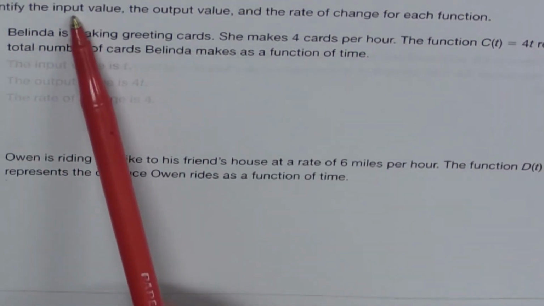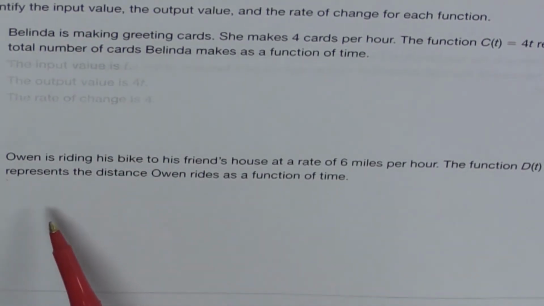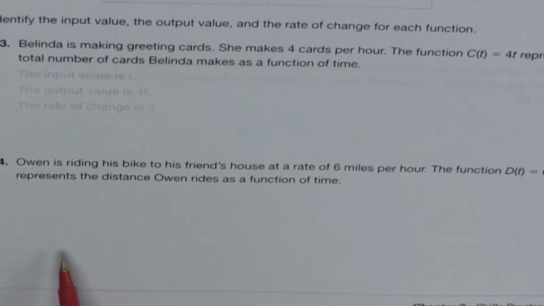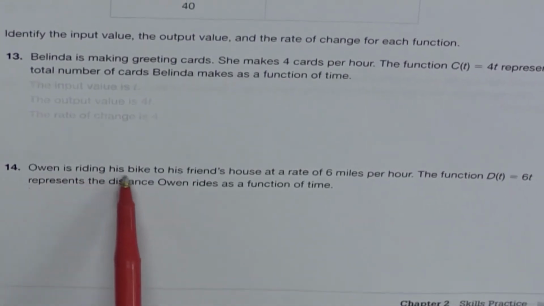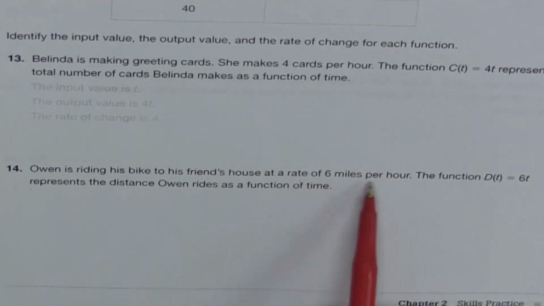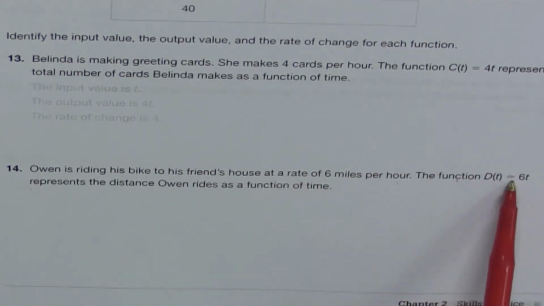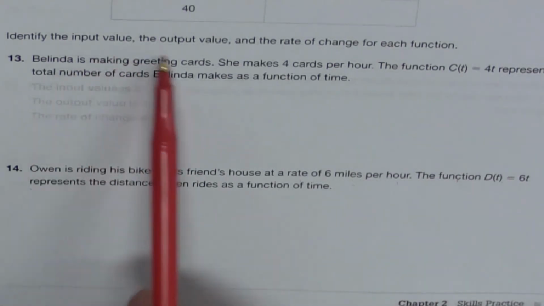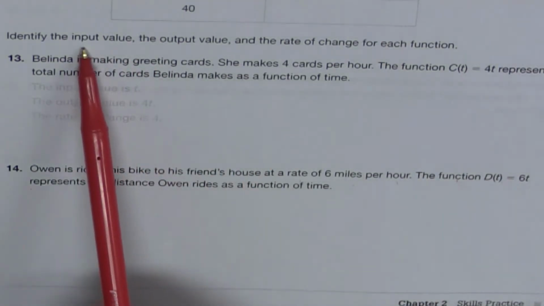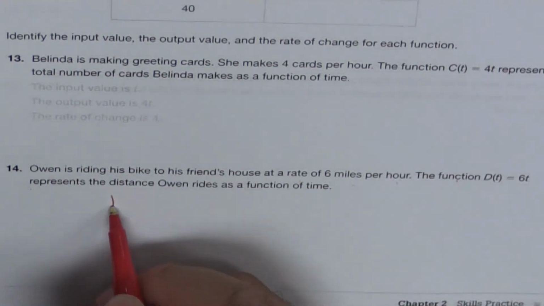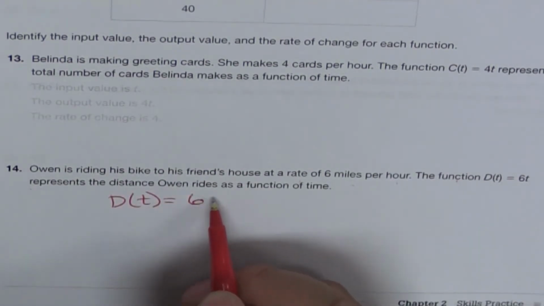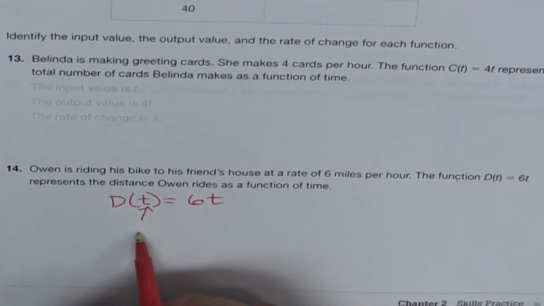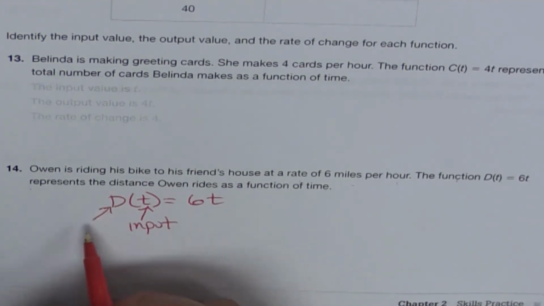The input value, that is the amount that we're going to be, let me just read this. It says, Owen is riding his bike to his friend's house at a rate of 6 miles per hour. The function d of t equals 6t represents the distance Owen rides as a function of time. Now I know what they're talking about. I hope you noticed that when I first read it, I kind of stuttered. I didn't know what they were talking about when they said, what's the input value? Given this function, d of t is equal to 6t, t is the input. That's what's going to go into the function. And what's going to come out of it is distance. This is my output value.